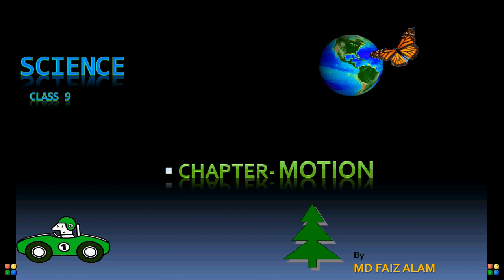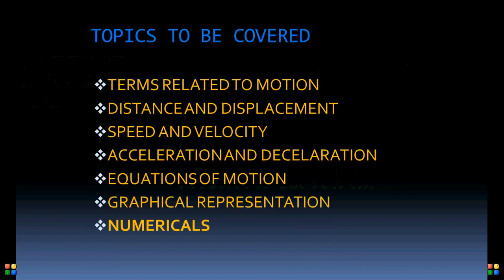Today in this chapter, we will cover these topics as mentioned here. The first one is terms related to motion. Second, distance and displacement. Third, speed and velocity. Fourth, acceleration and deceleration. Fifth, equations of motion. Sixth, graphical representation. And we will also cover some numericals. But in this video, we will cover till speed. So first we talk about rest.